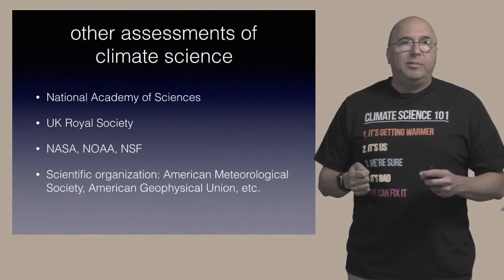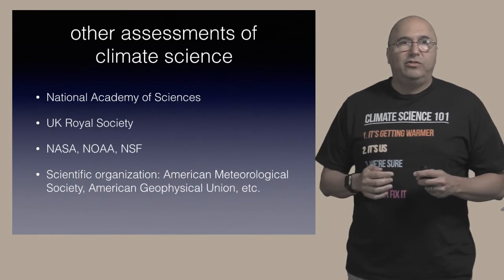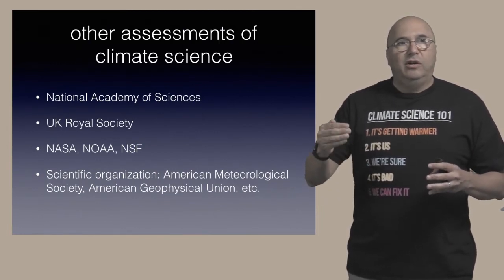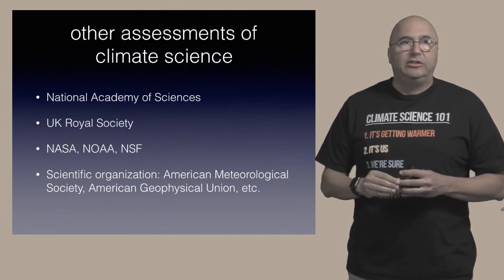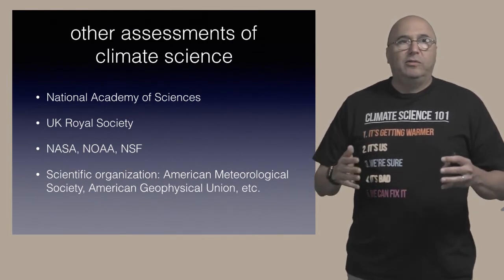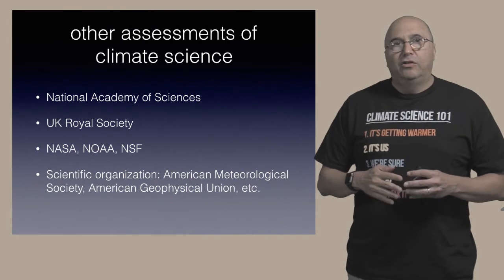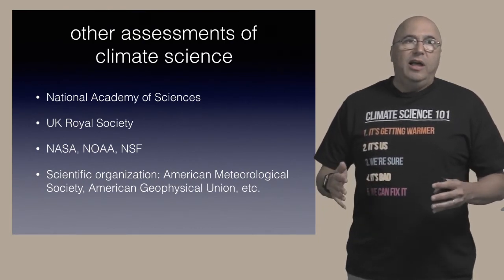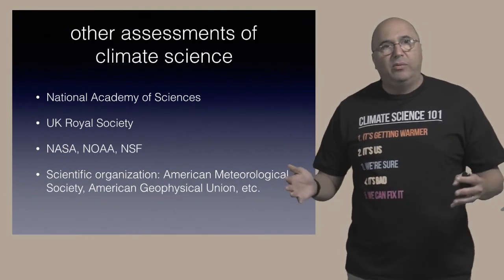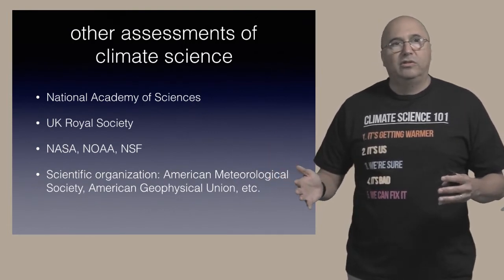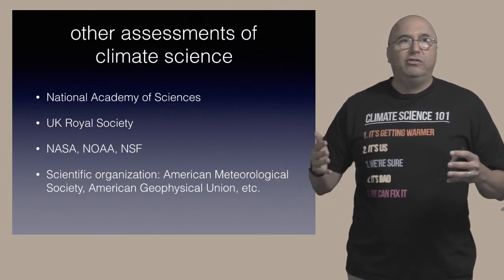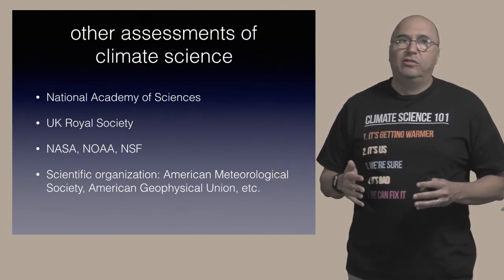The U.S. National Academy of Sciences is one such organization. It was set up by Abraham Lincoln specifically to answer difficult science questions for the nation. It has also put out assessments that agree with the IPCC's. So has the UK Royal Society. NASA, NOAA, and the National Science Foundation are all on record agreeing with the IPCC's conclusions. Scientific organizations like the American Meteorological Society also have statements in agreement with the IPCC's conclusions.